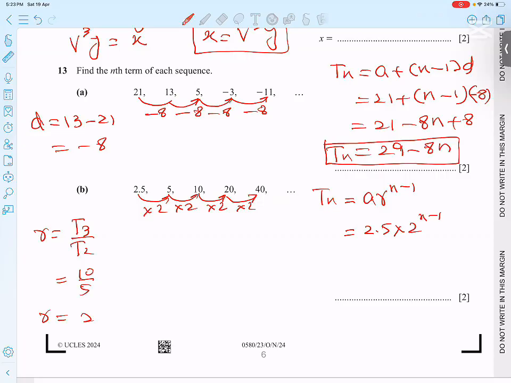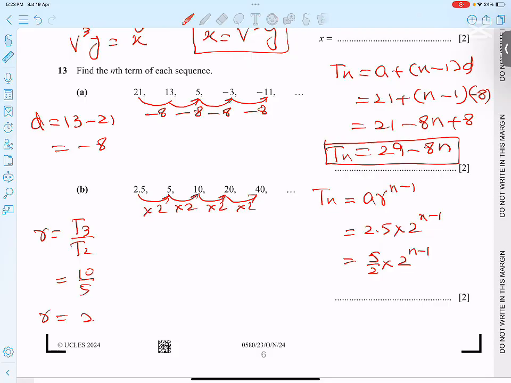Very interesting part. It did not mention here. You can proceed, but if you stop here, you get full marks, but there is one extra step you can do. What is 2.5? You can write 5 over 2.